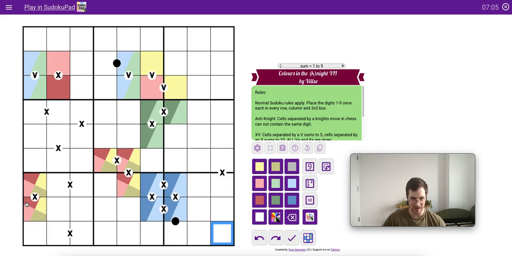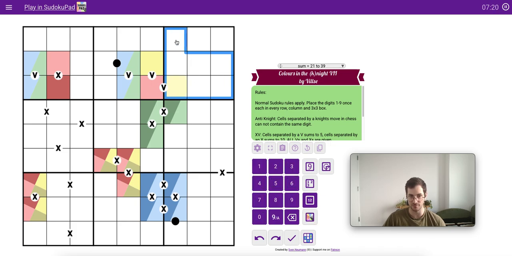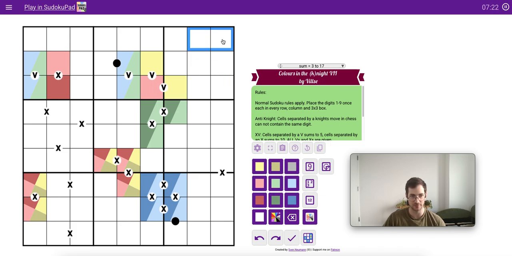Moving along, having a little think. Thinking about where our light reds can go in this box. So these two light reds see all of these cells. This light red also sees that one because of the Knight's move constraint. So one of our light reds needs to be in one of these two. And that might be useful. Maybe not yet, but hopefully soon.